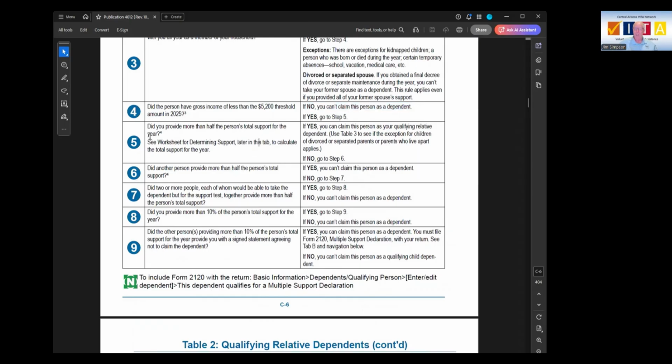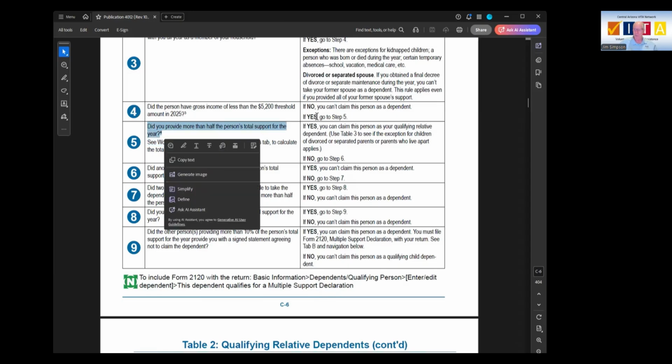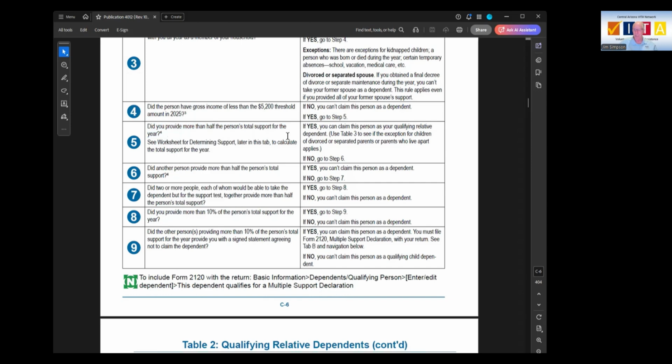Okay, now here's a different one. Did you provide more than half of this person's total support for the year? Of course, if they're living with you, and they made less than 5,200, chances are that yes, you have, right? But again, you could see the worksheet for determining that support. Okay. Did another person provide more than half of this person's total support? If yes, you can't claim the person. If there's two or more people who could take the dependent, you've got to look at these rules. These are rare. You're not going to look at most of these things here.